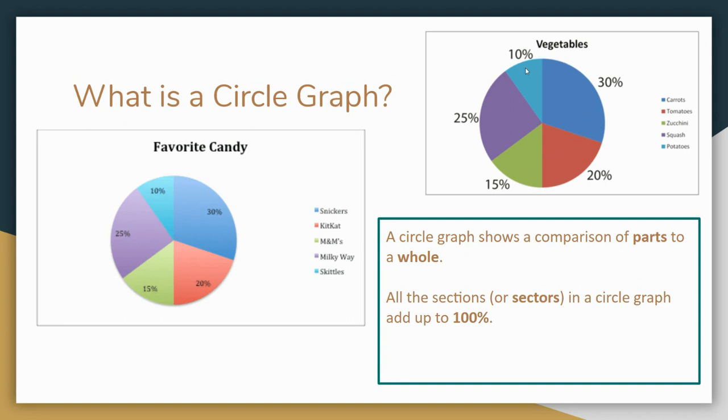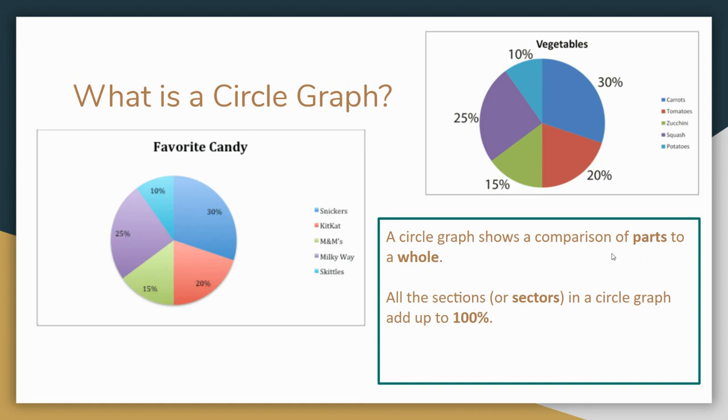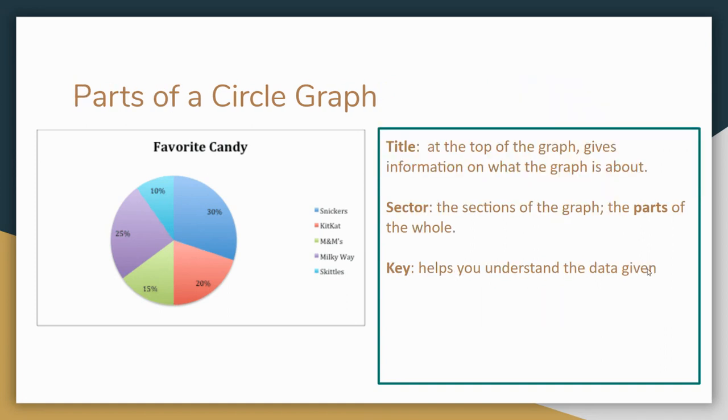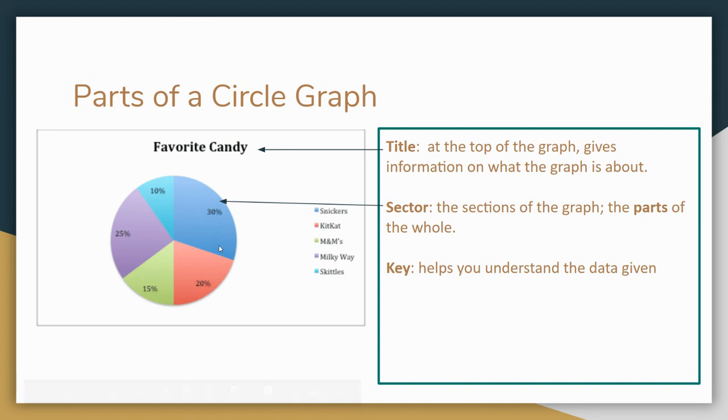So each of these pieces of the graph are called sectors. So each sector represents a part of the whole. So here are some important parts of a circle graph. So first we have our title. The title is at the top of the graph, and that gives you information on what it's about. We also have sectors. Those are the parts that make up the whole.